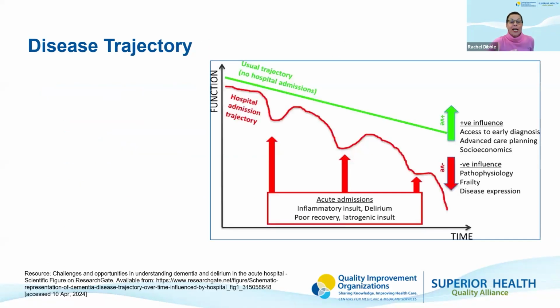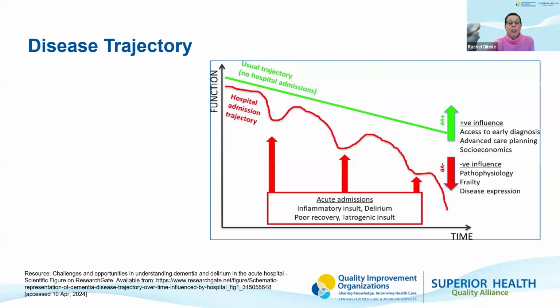So, disease trajectory. I know I have used animation, my arms, but here is the actual slide. And I've used this slide for probably 15 years because it is so accurate. What happens is the usual trajectory, meaning no hospitalizations for chronic diseases, is that green line, right? And when you have access to early diagnosis, advanced care planning, and you understand the socioeconomics or the SDOH or health equity of patients, you are able then to position them disease-wise where they need to be. Is it palliative? Are they still in primary, etc.? But the important piece here is that the slope goes down.